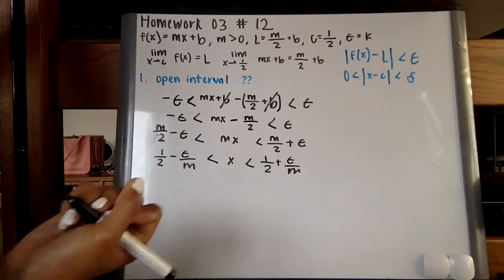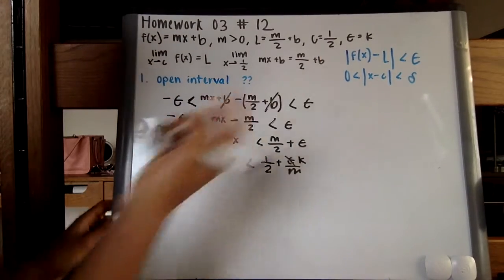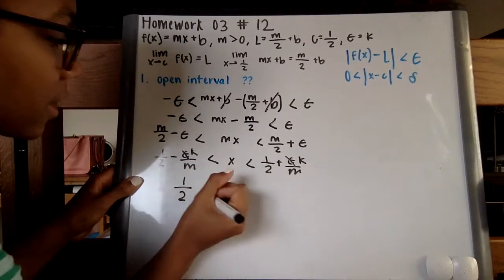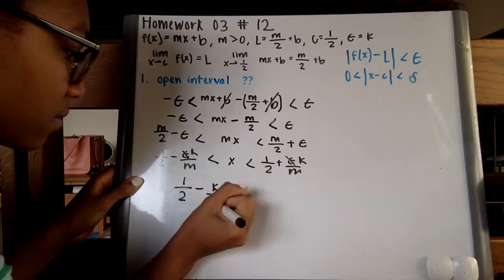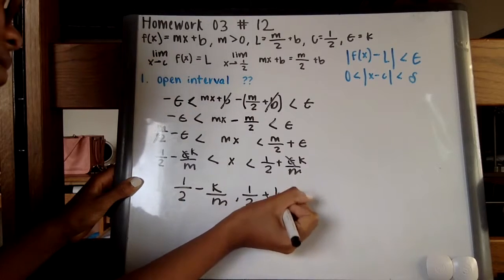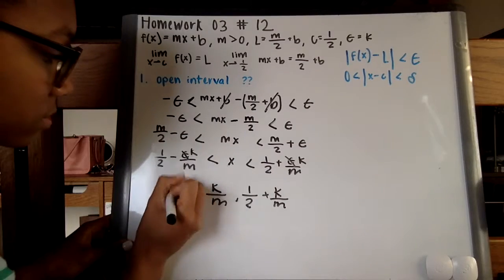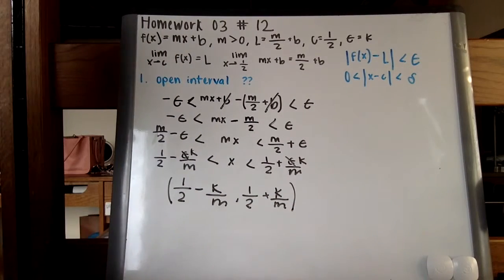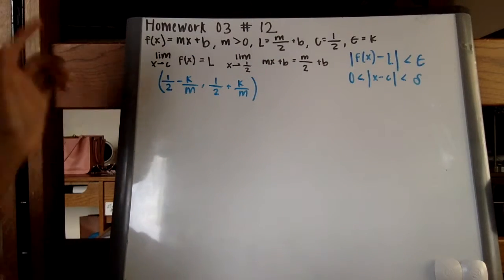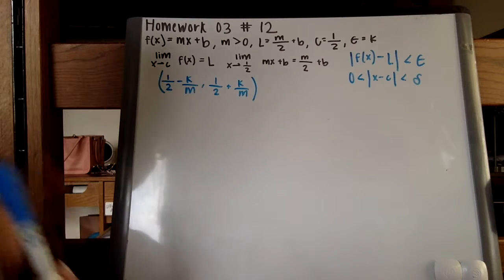Because our epsilon is k, which is given, we can fill in all of these with k. So our open interval is 1/2 minus k over m to 1/2 plus k over m. These are our bounds, and that answers the first part of this question. Now we're trying to find delta.